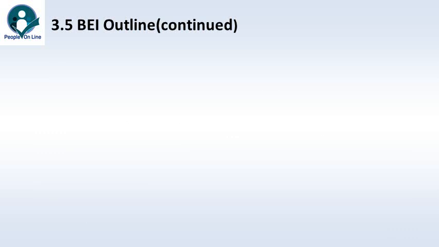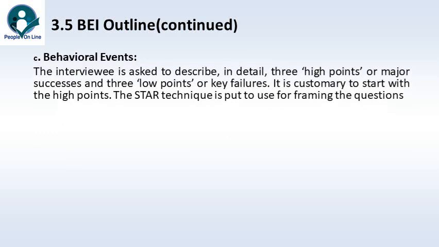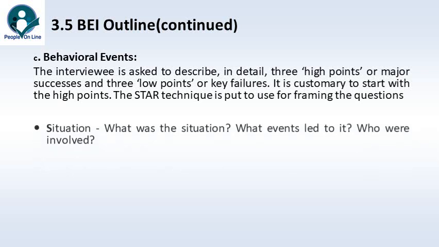BEI outline continued. C. Behavioral events. The interviewee is asked to describe in detail 3 high points or major successes and 3 low points or key failures. It is customary to start with the high points. The STAR technique is put to use for framing the questions.